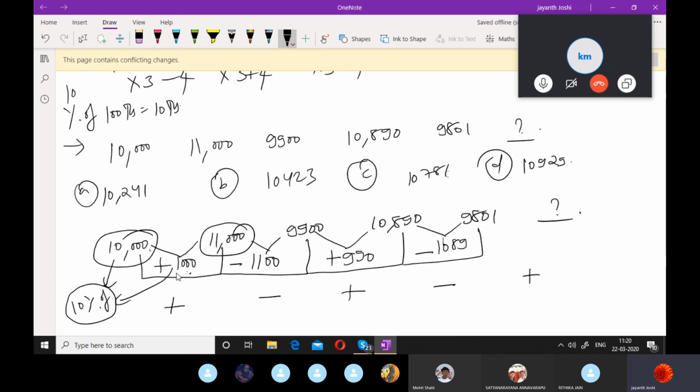So I'm adding 10% of a number to itself to get the next number. I'm subtracting 10% of a number from itself to get the next number. I'm adding, I'm subtracting, so next I will add 10% of a number to itself to get the next number. Okay. So these are the problems.